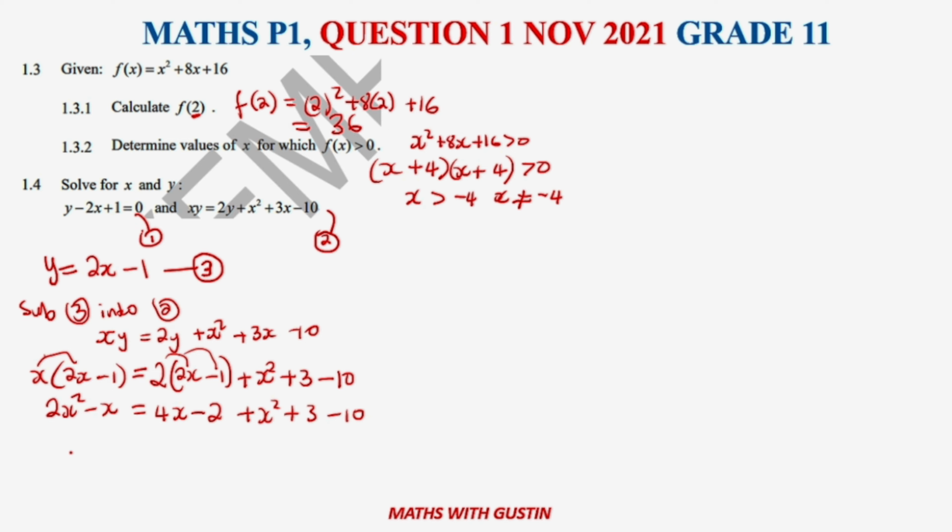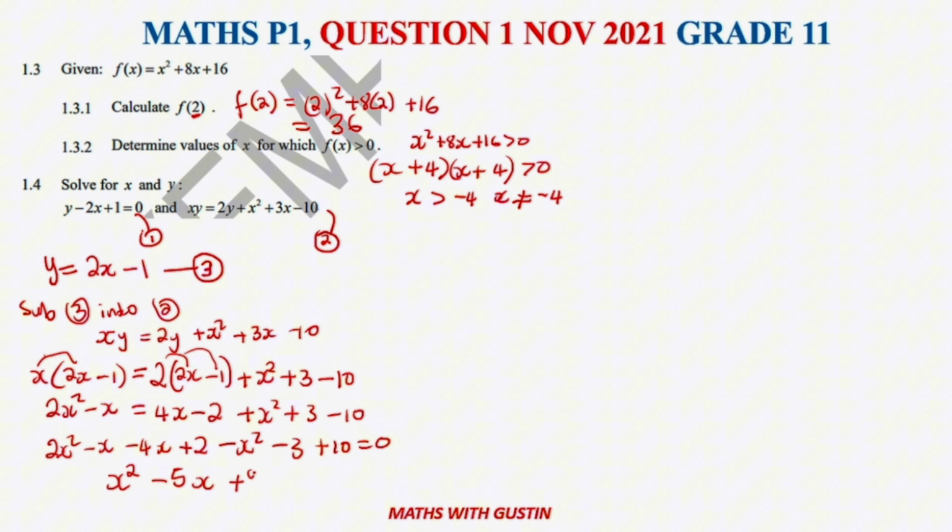All right, we're gonna take everything to that side of the equal sign. 2x squared minus x minus 4x plus 2. They're all changing the sign, guys. I'm just moving everything to one side, equal to 0. So it's gonna be 2x squared minus x squared. We're gonna be left with x squared minus x minus 4x is going to give us minus 5x plus 2 minus 3 is going to give us minus 1. Minus 1 plus 10 is going to give us plus 9.